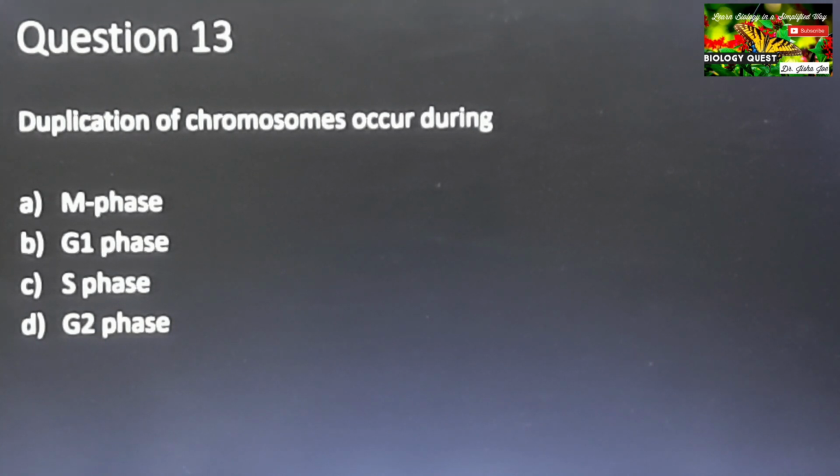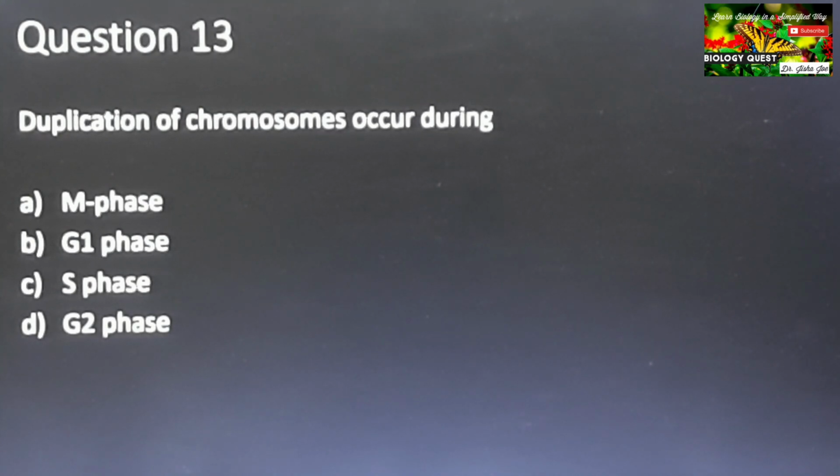The longest phase of interphase is the G1 phase, or the first growth phase. Now option C, S phase, is also called the synthesis phase. Synthesis phase refers to the synthesis of DNA, or the synthesis of chromosomes, or the duplication of chromosomes.